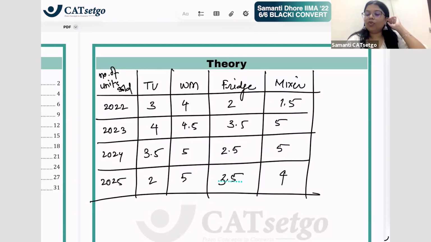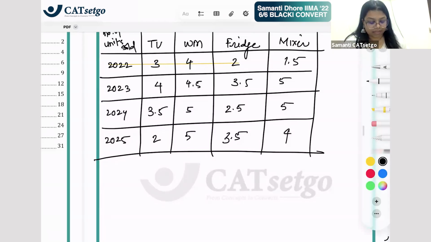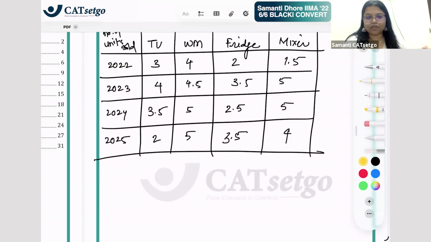Now, once this data is given to you, you are asked to find out. They can ask you to find many different things. They can ask you to find in which year the increase in the sales of TV was highest. So they are not asking you in which year the TV was sold the most. You'll say TV was sold the most in 2023. That is not what they're asking. They're asking you in which year the increase was highest.